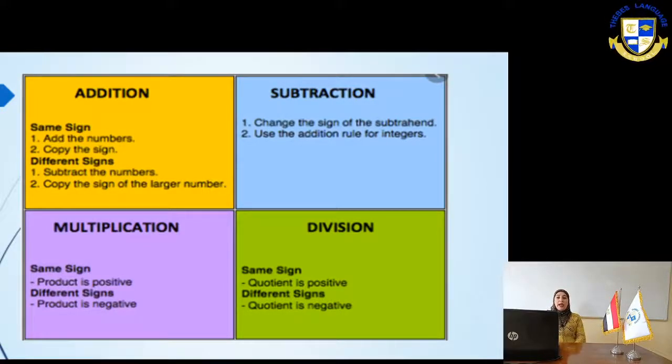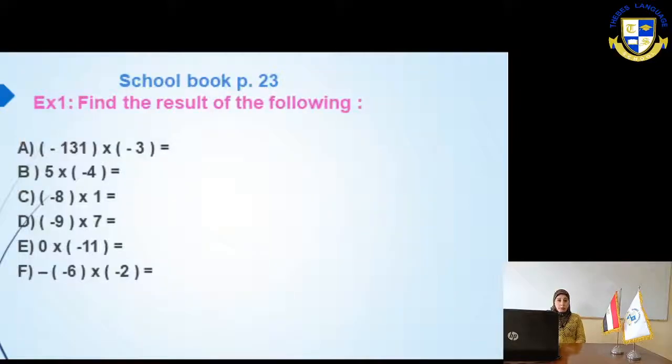Let's see an example from your school book, page 23. Find the result of the following. Negative 132 multiplied by negative 3. We said if I have the same sign, the answer must be positive. So the answer here will be positive 396. Letter B, 5 multiplied by negative 4. I have two different signs here, so the answer must be negative. It will be negative 20.